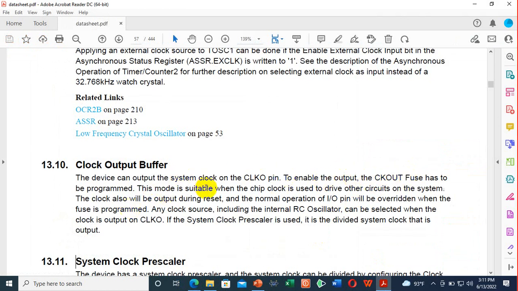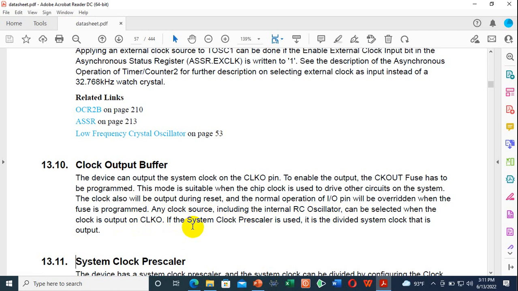This mode is suitable when the chip clock is used to drive other circuits on the system. Okay, so you take the clock from this unit to another unit. The clock also will be output during reset, and the normal operation of the IO pin will be overridden when the fuse is programmed. Any clock source, including the internal RC oscillator, can be selected when the clock is output on clock 0.